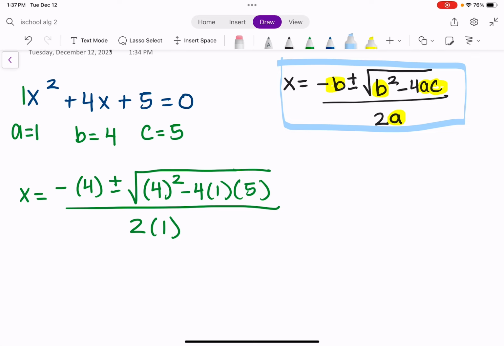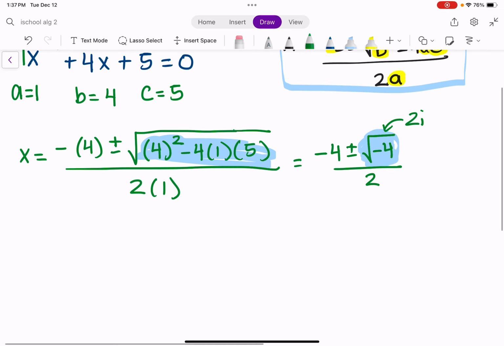Now, at this point, what I would do is put everything underneath the square root in your calculator. So do not put the square root, just put 4 squared minus 4 parentheses 1 parentheses 5. When you do this, you should get the square root of negative 4, right? Now, from previous lessons, you should know that the square root of negative 4 is the same thing as 2i, right? So we can rewrite this as negative 4 plus or minus 2i all over 2.